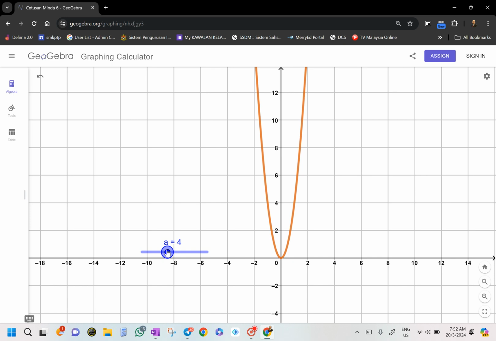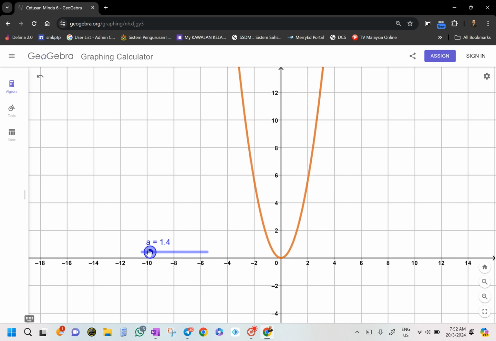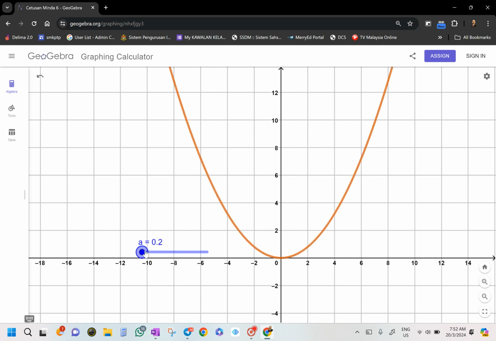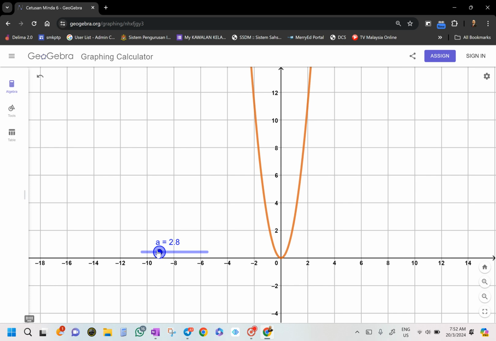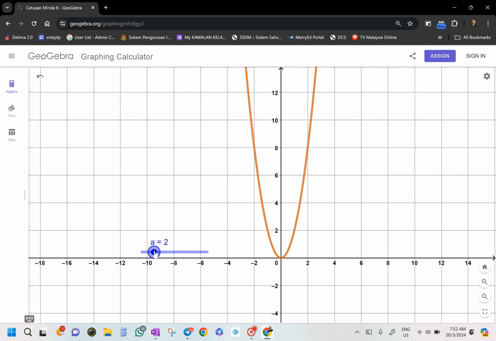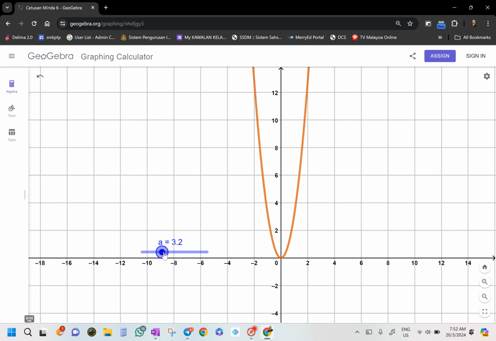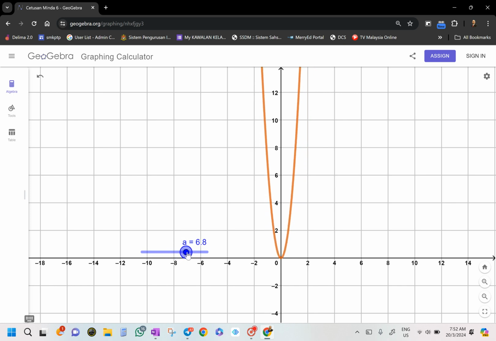So what happened to the value? Cuba tengok value. Apa yang boleh kata? This one is 0.2, paling besar lah kan? So when I move to katakan 2. Tadi 0.2 kan? I move to 2. If I move lagi, sampai 10 je dia punya ni.